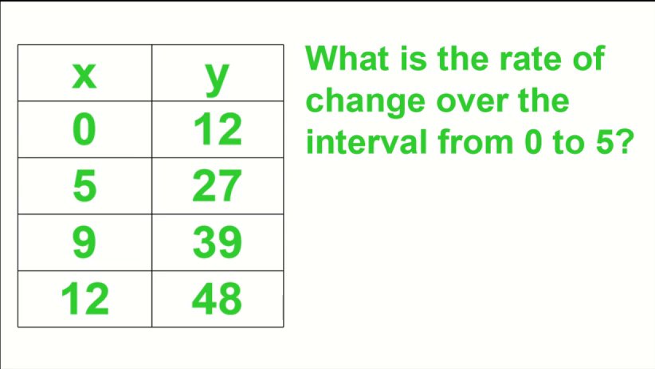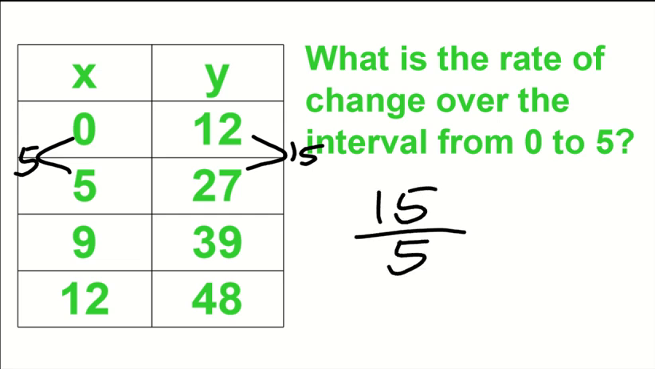Who's got it? E is correct. Slope is your change in y over change in x. So change in y, change in x. Change in y is 15, change in x is 5. So we'd have 15 over 5, which is 3.